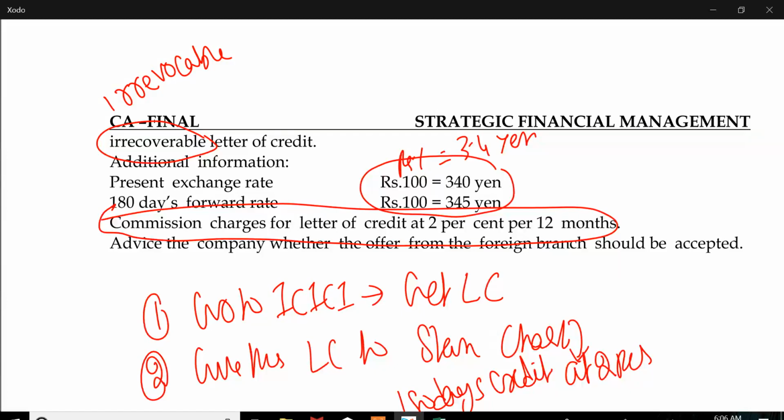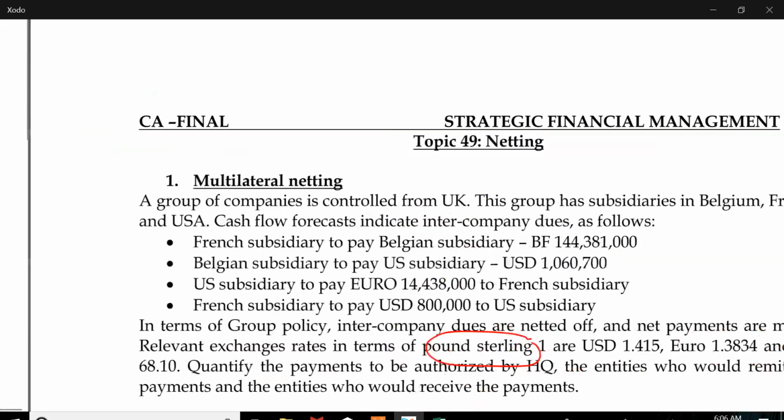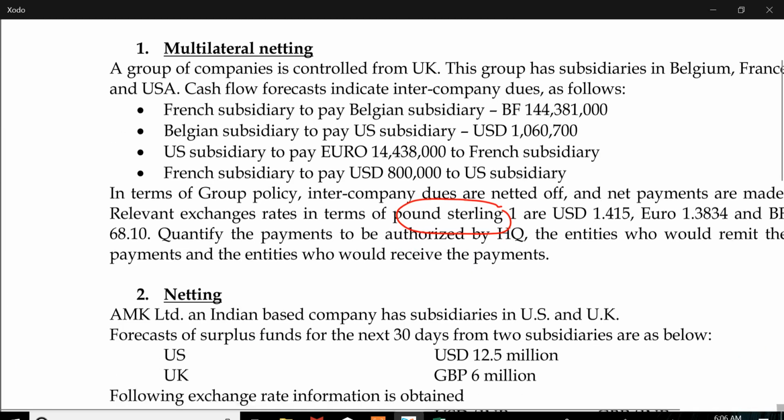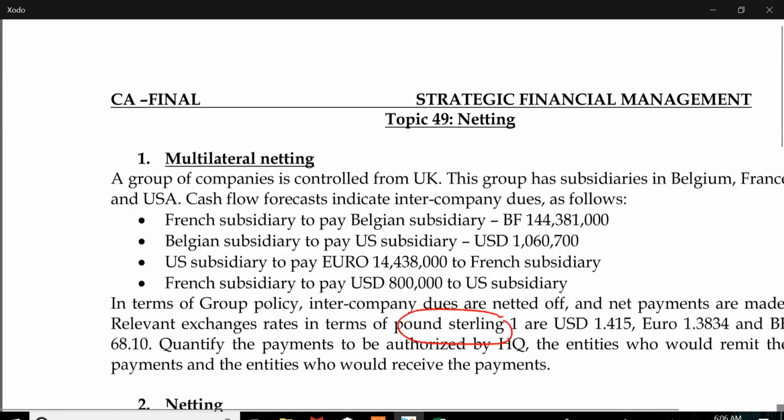And hence we will charge additional interest on commission, so that the final outflow is calculated.